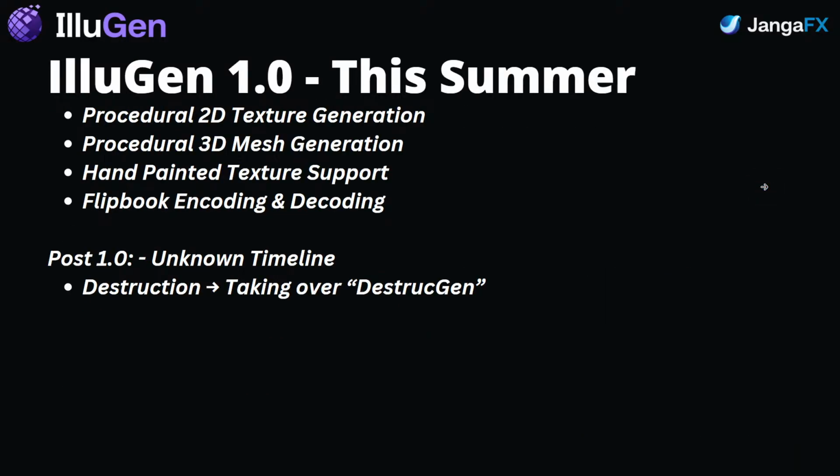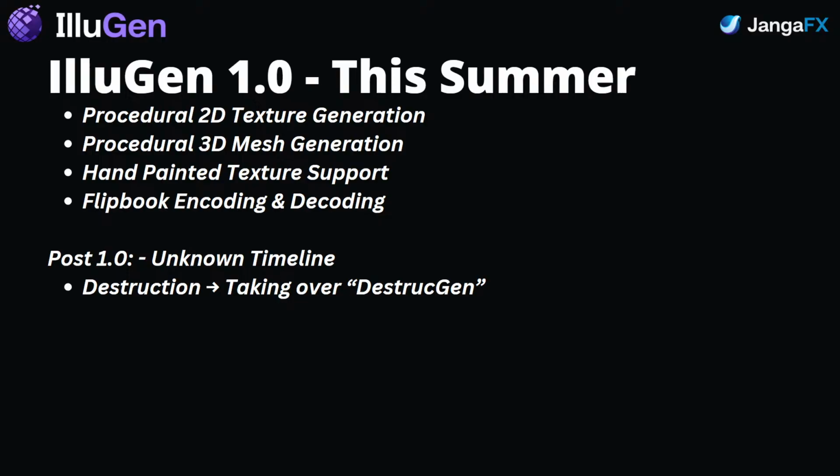And now the thing is there are some things where, with 1.0, we might not fully support some of the workflows, but as we go past 1.0, we are going to be making sure that a lot of these workflows work. And illuGen is also going to take over destruction. So it will eventually do destruction. We don't know when, but the gist for now is our target is primarily procedural 2D texture generation.